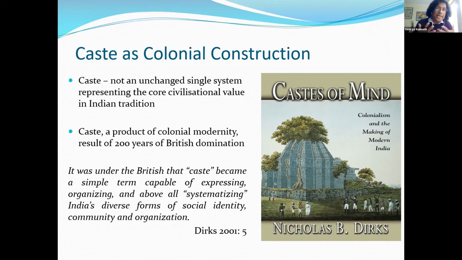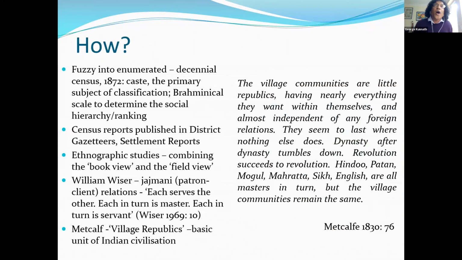Now, how did this systematization take place? That is where we come to the question of classification, the modes of classification and categorization that today's conference is addressing. So the question of how comes. How did that which had a certain amount of flexibility in terms of movement and mobility become enumerated? Census is crucial to this. In 1872, when the British began the decennial census practice, caste became the center of classification. And for that classification, a Brahmanical scale was used to determine social hierarchy and ranking.